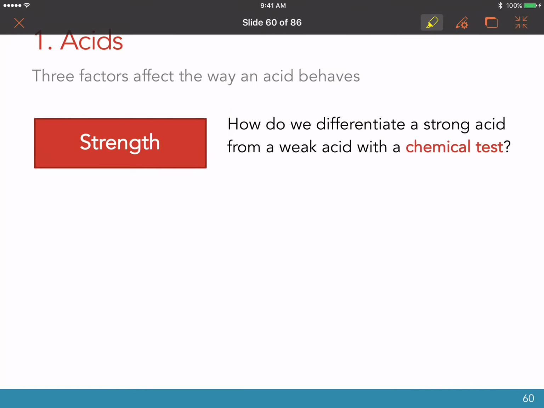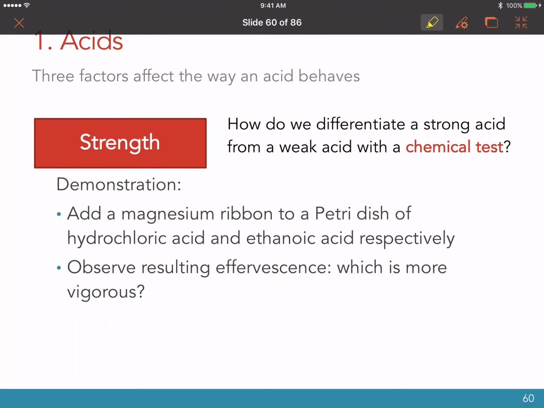Okay, strength. How do we differentiate a strong acid from a weak acid with a chemical test? You can add a magnesium ribbon to a petri dish of hydrochloric acid and ethanoic acid respectively. Then we can observe the resulting effervescence and see which is more vigorous.